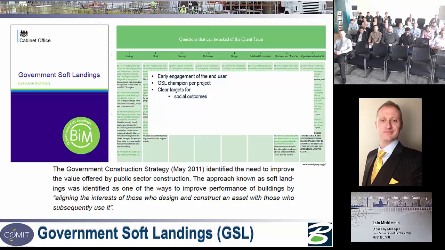Targets for social outcomes, to ensure that the building or whatever we're creating impacted correctly socially on the people and the environment around it. Economic outcomes, to ensure that we drove down the cost of not only construction but also owning and operating the asset. And environmental outcomes, to reduce the impact of whatever we are building on the environment around it, to ensure that we understood the carbon and also other impacts in that area.